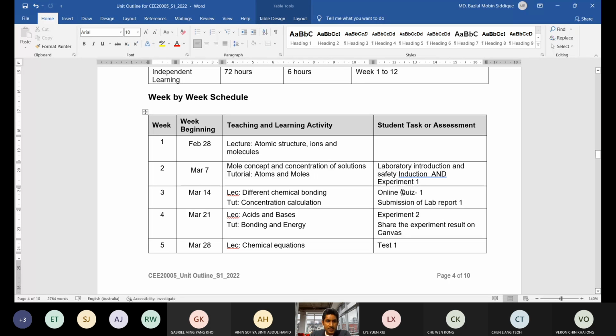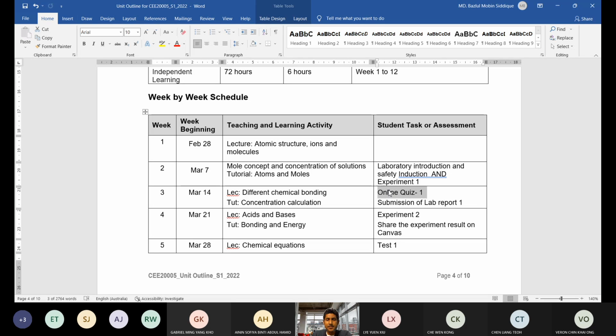One thing you should take note of is that from week 3, we'll start online quizzes. The quiz will be at the end of that week, not at the beginning of week 3 or week 5. It will be hanging there from Thursday or Friday until the Sunday. So you will have a 2 or 3 days window to do these online quizzes.